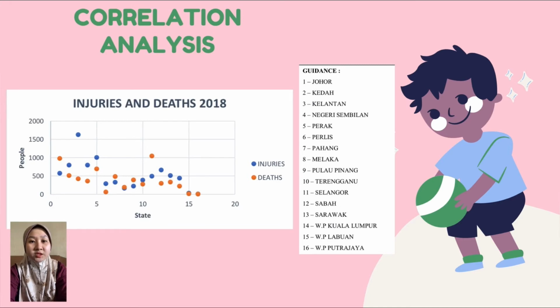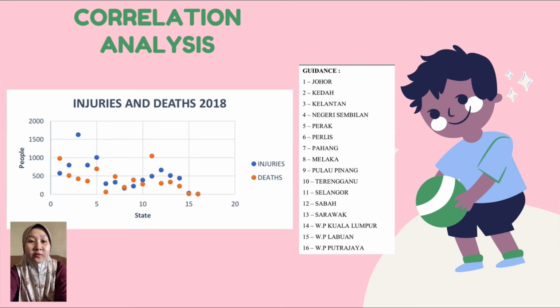The relationship between the state influenced the rate of death and injuries that occurred during accidents in 2018. The state of Johor showed that the injury rate was 574 people, while the accidents involved 977 people. The state of Kedah showed that the injury rate was 797 people, while the accidents involved 509 people.